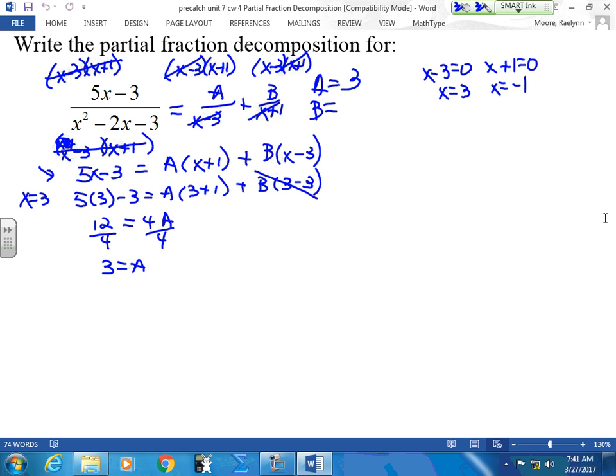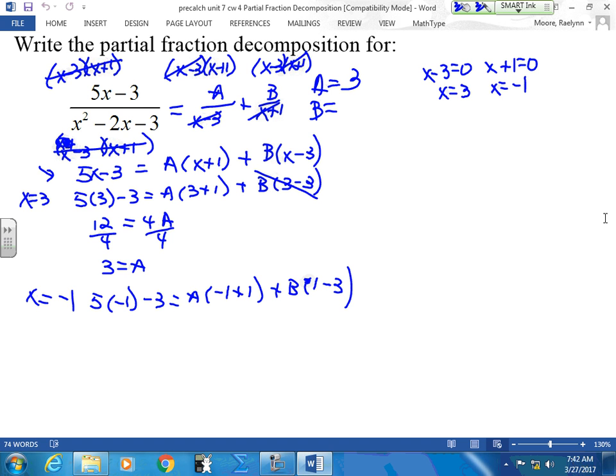All right, now we're going to do it for the other one. x is equal to negative 1. Redo the whole thing. 5 times negative 1 minus 3 is 1 plus 1. Negative 1, this is a negative. Okay, so 5 minus 1, this gives me negative 5.